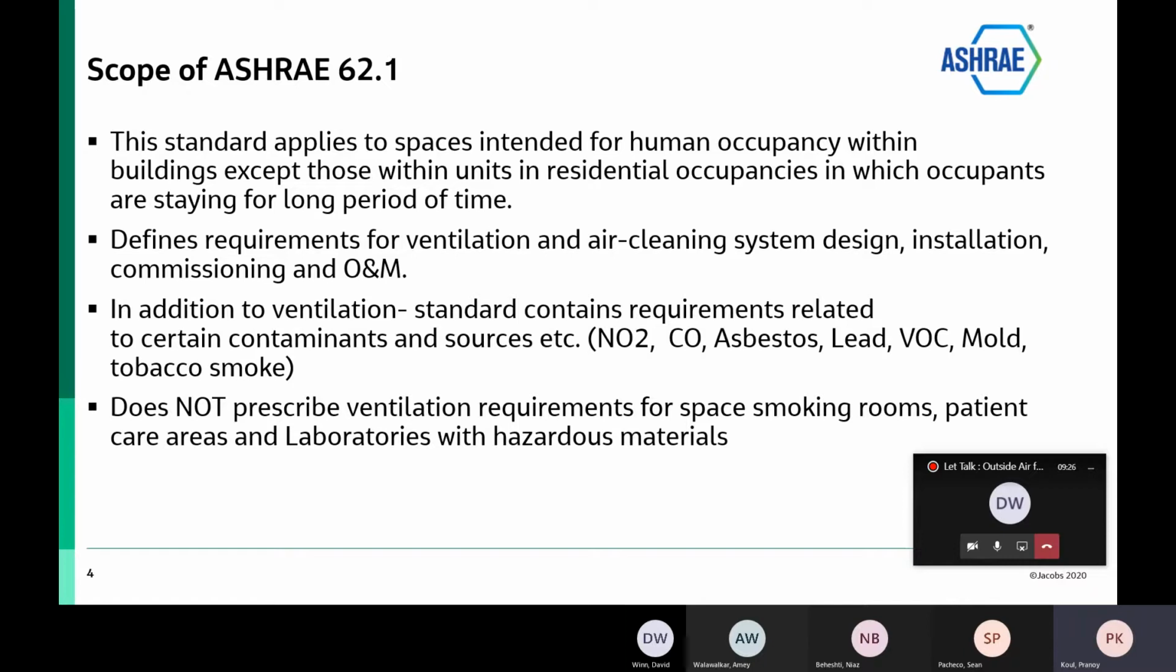In other words, whenever it comes to indoor air quality, just imagine that the buildings are your lungs, and as you breathe in, you want to breathe in clean air. That clean air is what we have HVAC systems doing for us in order to maintain good air quality. But it does not prescribe ventilation requirements for smoking rooms, patient care areas, and laboratories with hazardous materials. There's a separate standard for hazardous materials and laboratories, which entails more specific information. So ASHRAE 62.1 does not help us with that information. Okay.